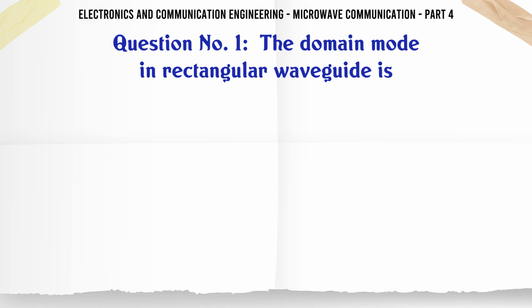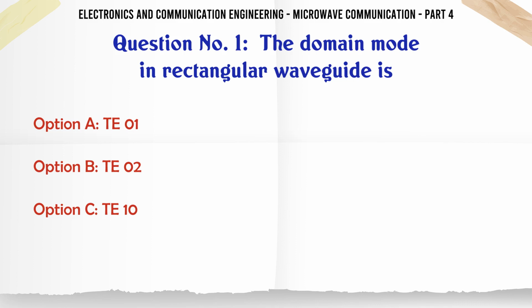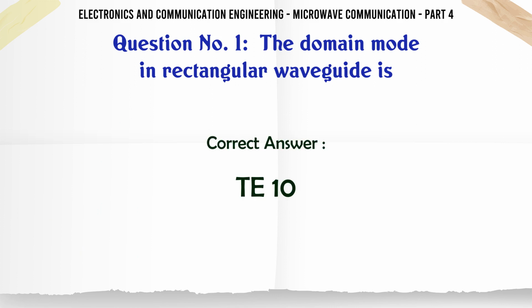The dominant mode in a rectangular waveguide is: A, TE01; B, TE02; C, TE10; D, TM11. The correct answer is TE10.